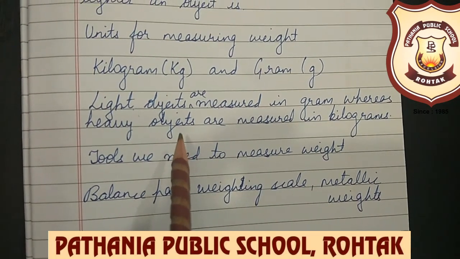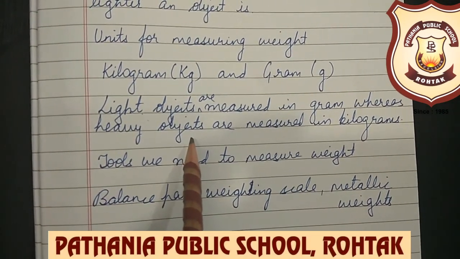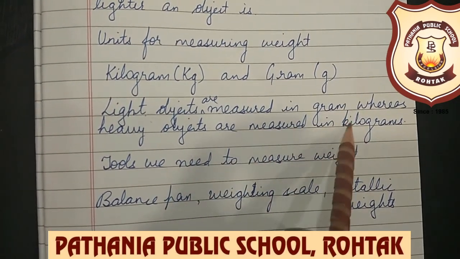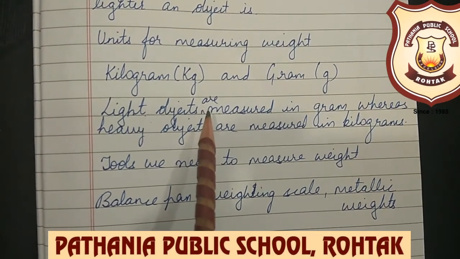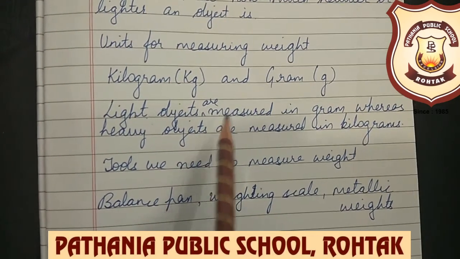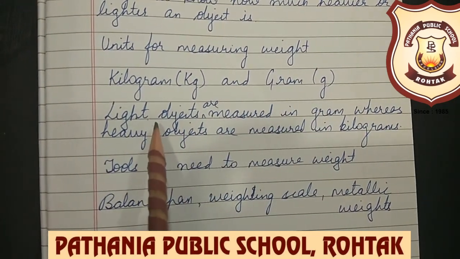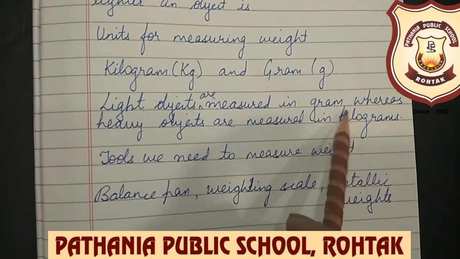If you want to measure a watermelon, for which unit will you go? Yes, you will go to kilogram. And if you want to measure the weight of a pencil, for which unit will you go? Yes, you will go to gram. So we measure light objects in gram and we measure heavy objects in kilogram.